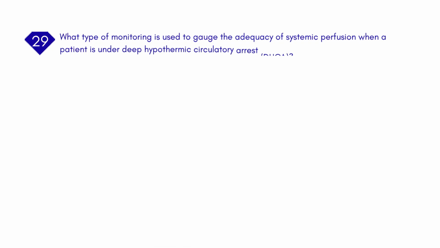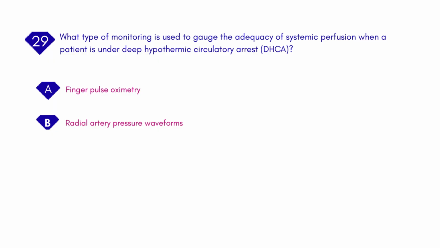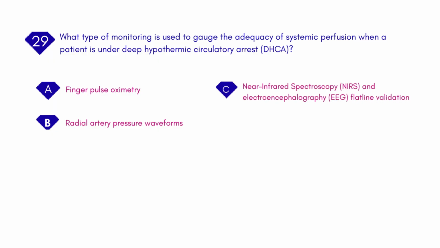What type of monitoring is used to gauge the adequacy of systemic perfusion when a patient is under deep hypothermic circulatory arrest, DHCA? A. Finger pulse oximetry. B. Radial artery pressure waveforms. C. Near-infrared spectroscopy, NIRS, and electroencephalography, EEG, flatline validation. D. Pulmonary artery diastolic pressure.